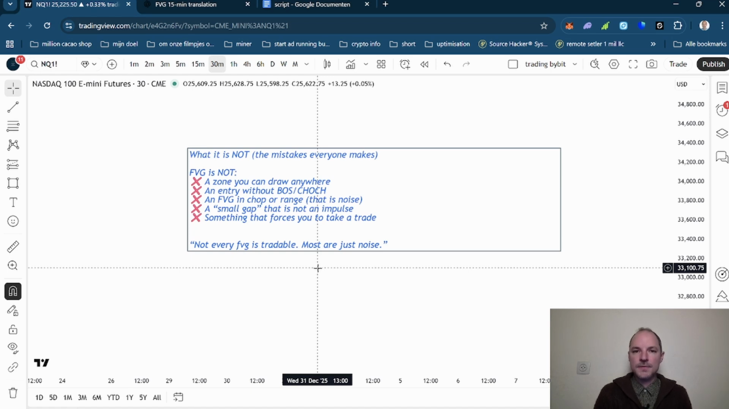What I mean by this is, if you are not sure and you cannot spot the fair value gap in a few seconds, that means your brain is tricking you into wanting to take a trade. And that's not what we want here. We want to take the right trades, the right possibilities, so that you actually grow your account. So not every fair value gap is tradable.